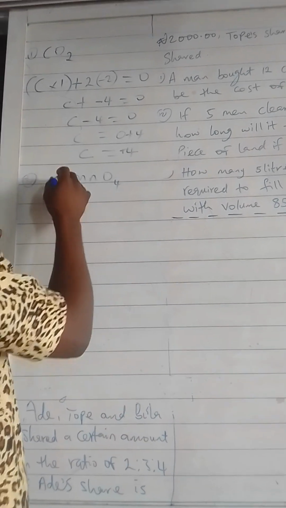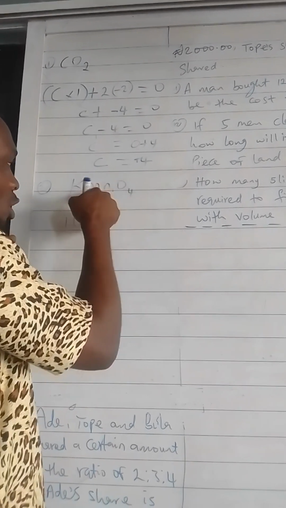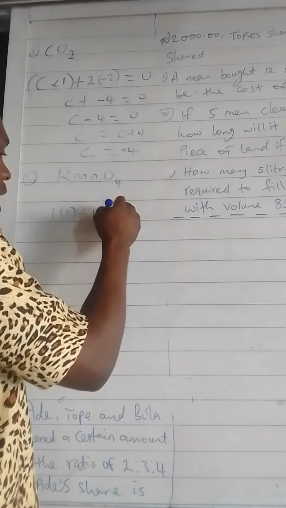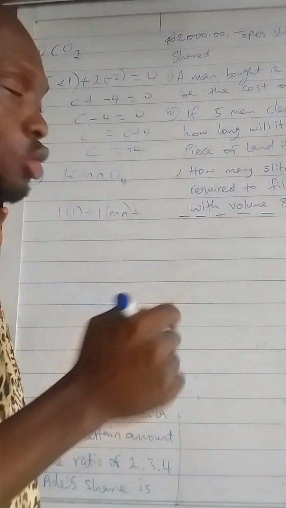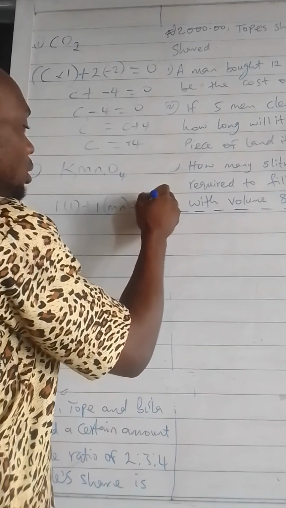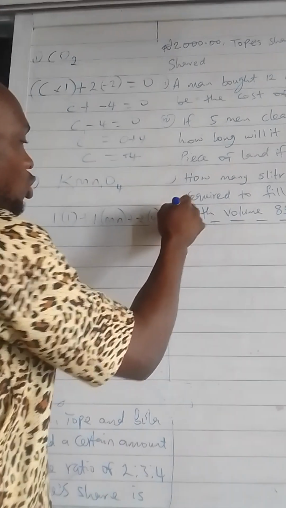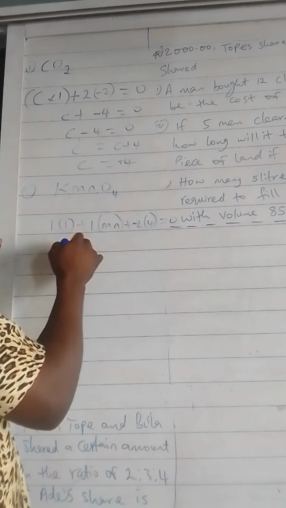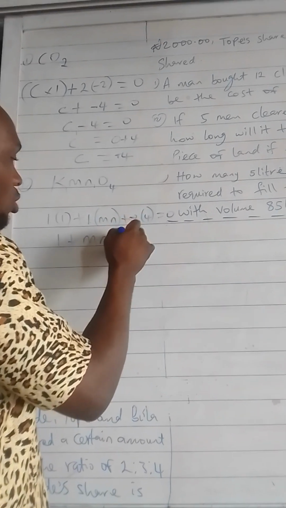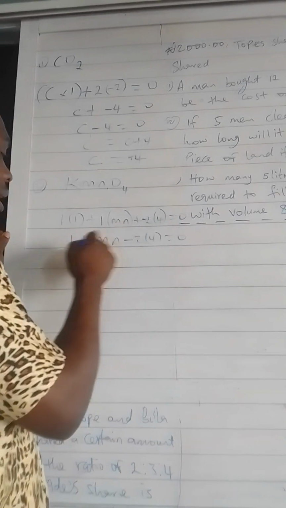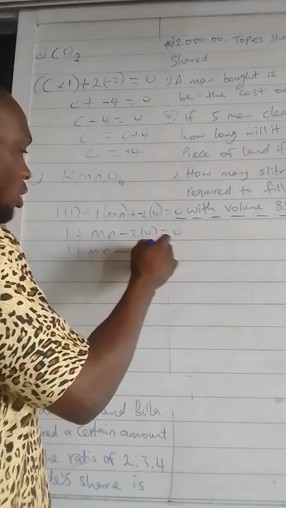So I now have 1 times 1 of potassium, plus the invisible 1 down here of manganese. So you have 1 times Mn, plus the constant oxidation number of oxygen, which is -2, times 4, equals 0. So I can now have 1 times 1 plus 1 times Mn, which is Mn, plus minus is minus, equals 0. So I can now have 1 plus Mn minus 2 times 4, which gives us -8, equals 0.